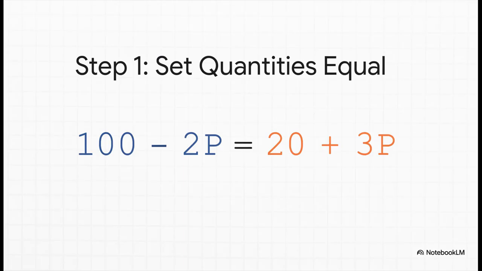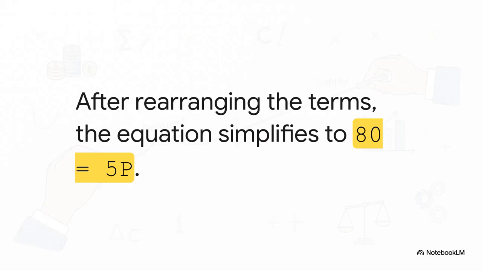And here we go. Step one. We start with that golden rule of equilibrium. The quantity demanded has to equal the quantity supplied. So we just set our two equations equal to each other. That's the starting line. Now we just do a little tidying up with some algebra. We'll add 2p to both sides to get the p's together, and we'll subtract 20 from both sides to get the numbers together. This boils it all down to a much simpler equation to solve.